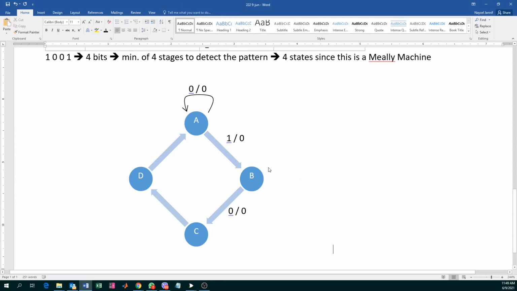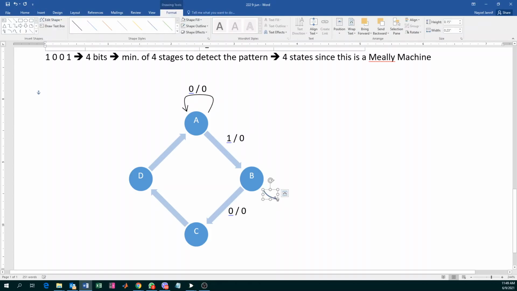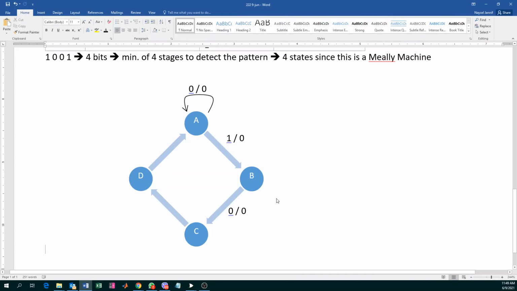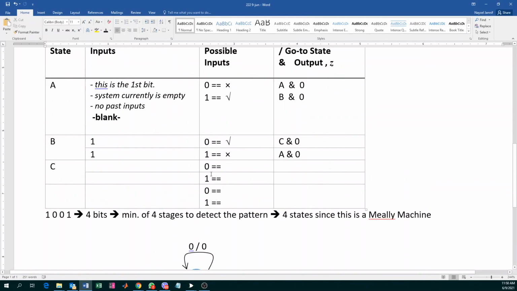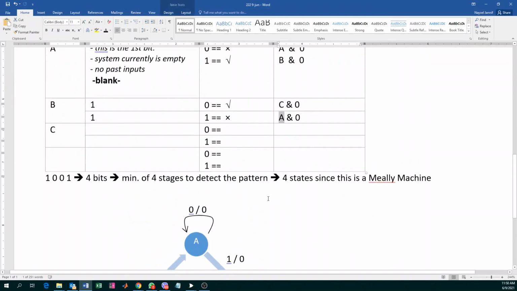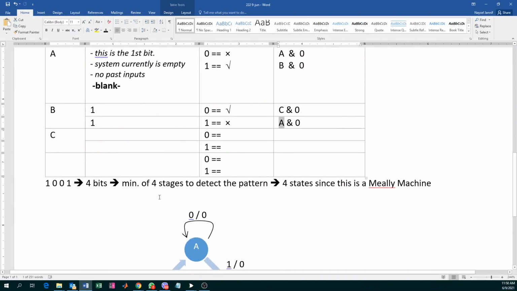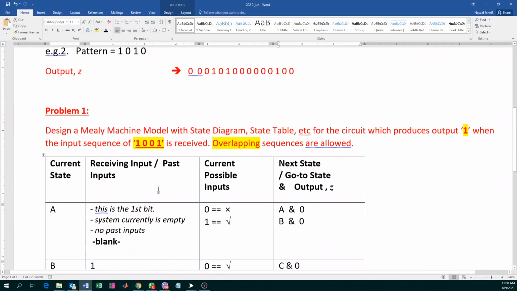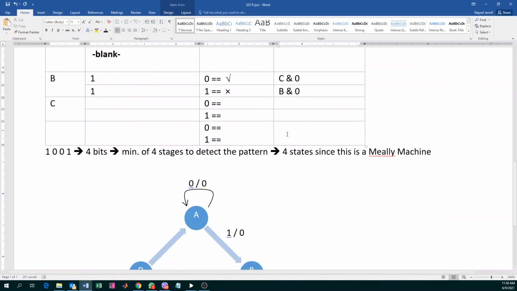Okay, what if your input was a 1? If your input was a 1, what is your destination, guys? If your input was a 1, you can stay at B, right? This was incorrect. You can stay at B because you can restart from there, right? 1 means that you can still continue and restart for a future input, because there's a possibility that after the second one, you might get a 1001 again. So you can stay at B.